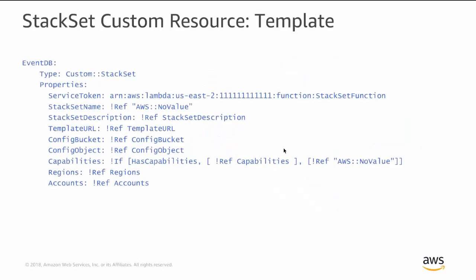So the way I've defined my custom resource, I've exposed quite a bit through the template. You have the ability to define your stack set's name, the template URL, much like we did in the console, and also a way to push parameters into that template using a config file. And finally, you can define the regions and accounts that you want to deploy into.